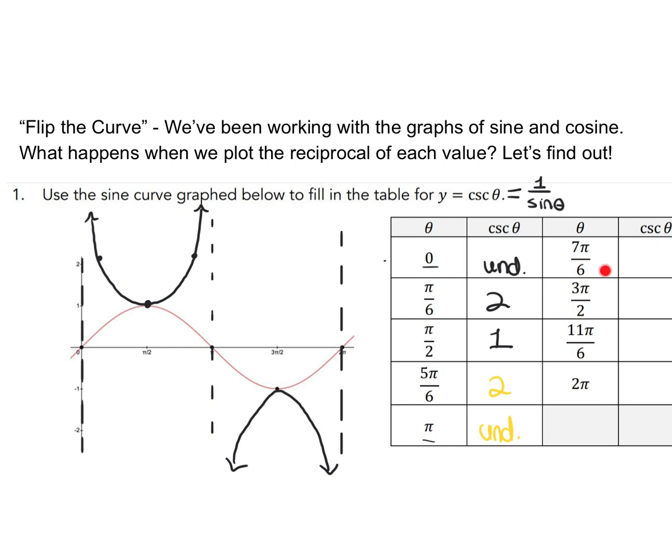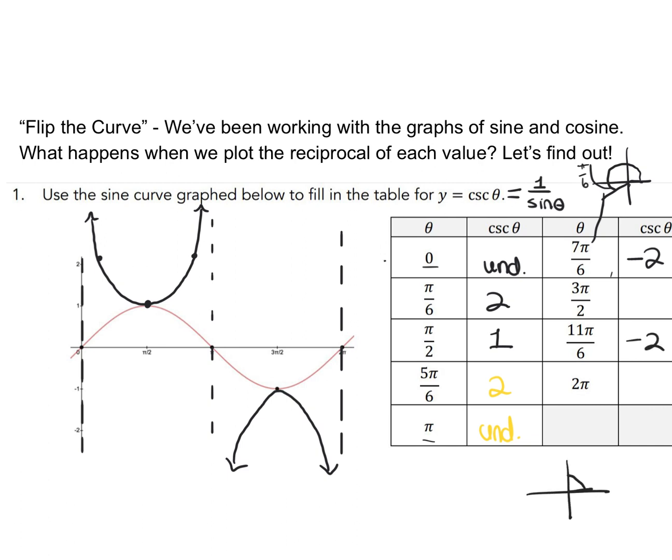So cosecant of 7 pi over 6. Now 7 pi over 6 will be in this quadrant. So this is pi over 6 again. So this is going to be 1/2 for sine, so it's going to be 2. But this time it's now below the x-axis, so it's -2. And for the same reason, we're going to have -2 for 11 pi over 6.